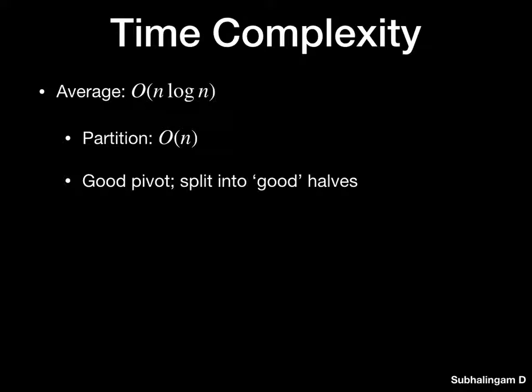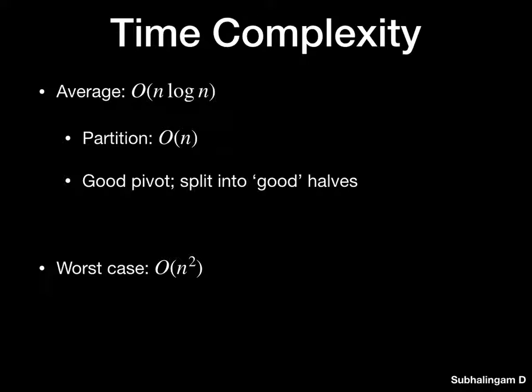Next, the most important part, time complexity of qsort. The average time complexity is expected to be order of n log n. That is because each partition is order of n, because we have i and j at the left and right most ends, and we start moving till they become equal. In simpler terms, we are traversing each element of the array, so it's order of n. And if we find a good pivot, we get a good half of the list, so it's order of n log n.